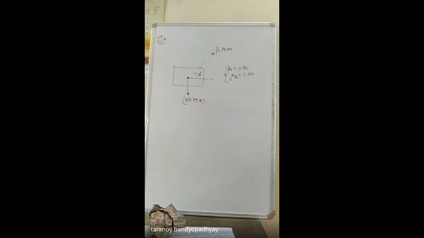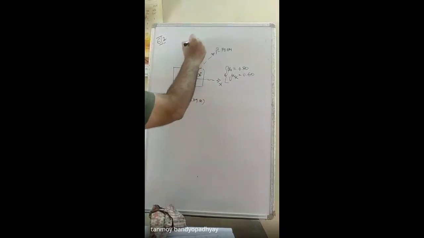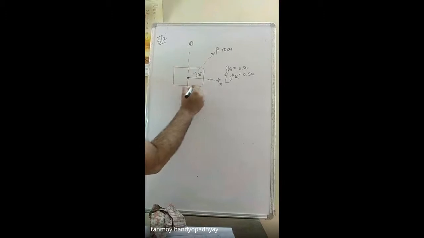How do we go about this one? Initially we have to draw the free body diagram. Since I am pulling it in the positive x direction, suppose this direction I call x and this direction I call y. The frictional force will act in the opposite direction, so let's draw it here.